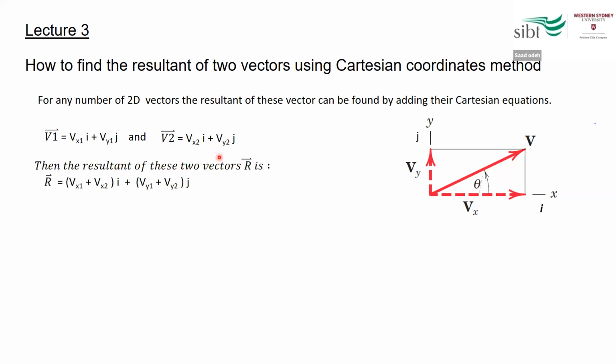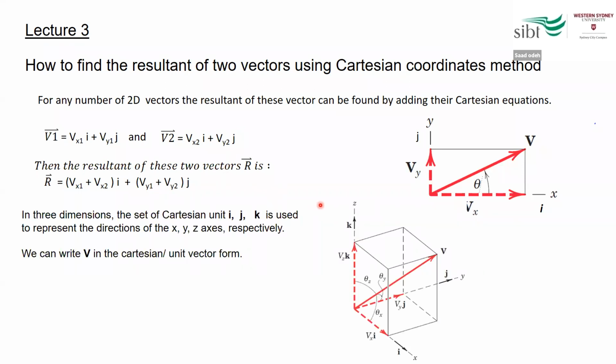And then for the resultant of these two vectors, we can add the values of the Cartesian coordinates. So for example, the i coordinates, we add them together: Vx1 plus Vx2 along i, plus Vy1 plus Vy2 multiplied by the j coordinate.